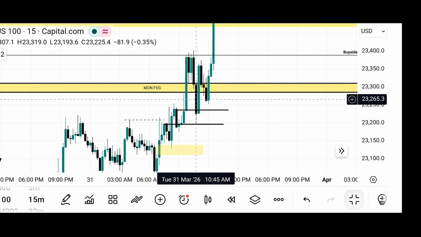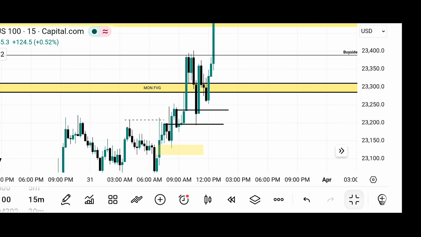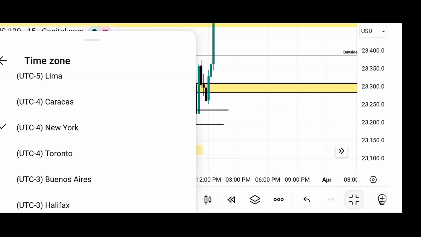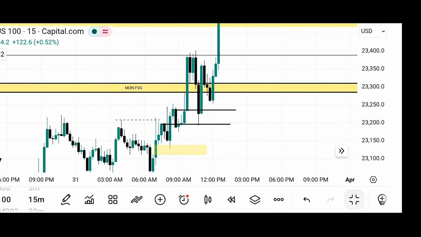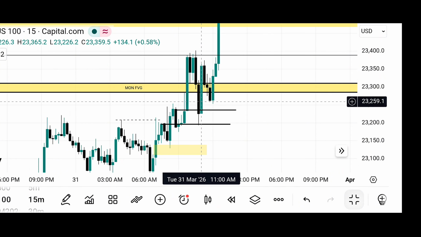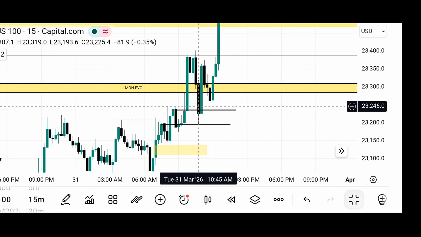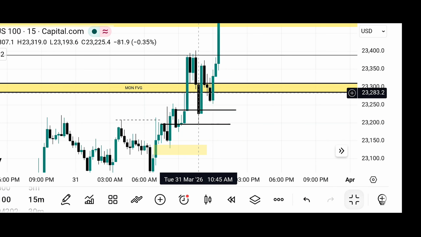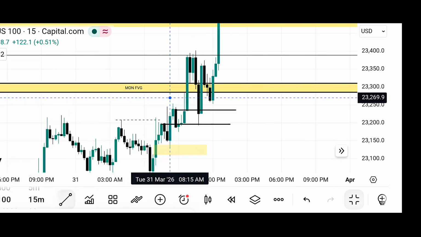So you see this down close candle at 10:45. Also, your time zone should be set to New York. Mine is set to New York, to get this correctly. If your time zone is set to New York, this particular down close candle is 10:45 a.m. on the 15-minute chart, and it's followed by this up close candle. The moment this up close candle trades and closes above the open of this down close candle, it validates it as an order block.